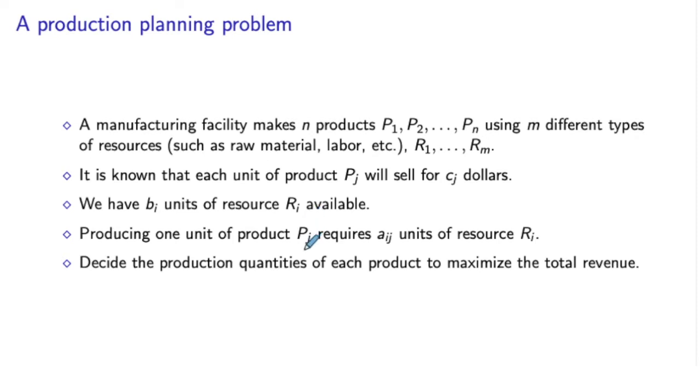Producing 1 unit of product Pj requires Aij units of the resource i, and we need to decide how many units of each product we want to produce so that we maximize the total revenue. This is a very typical situation, and in fact many examples that we considered so far fall within this general framework. So we know very well how to formulate this type of a problem.